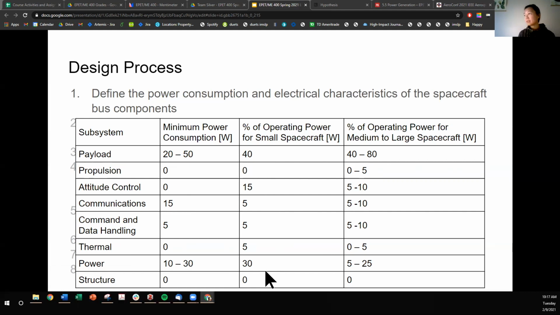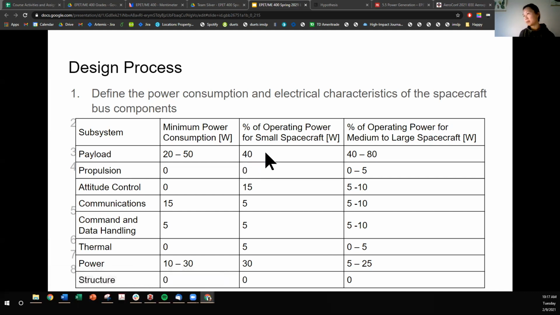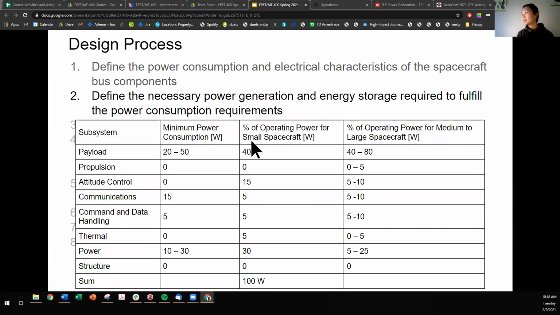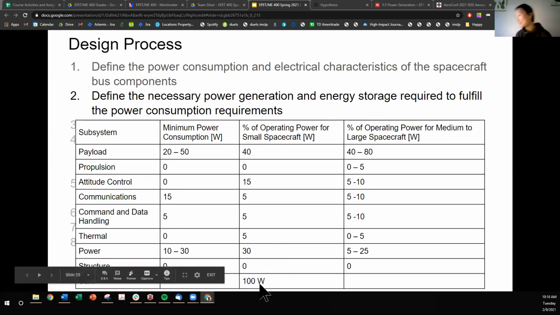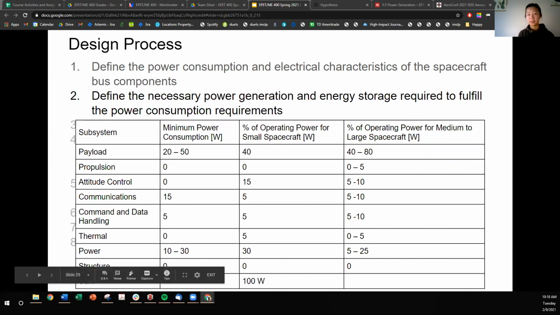You can size your overall power system by saying that if you want to target 40% for your payload, and you know your payload takes up, say, 40 watts, then your overall power system needs to be rated for 100 total watts. Yep, so that was just the step that I went through. Yeah, so that's a good initial distribution.